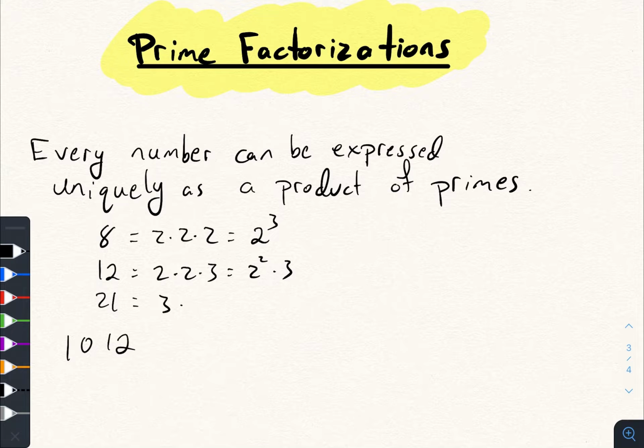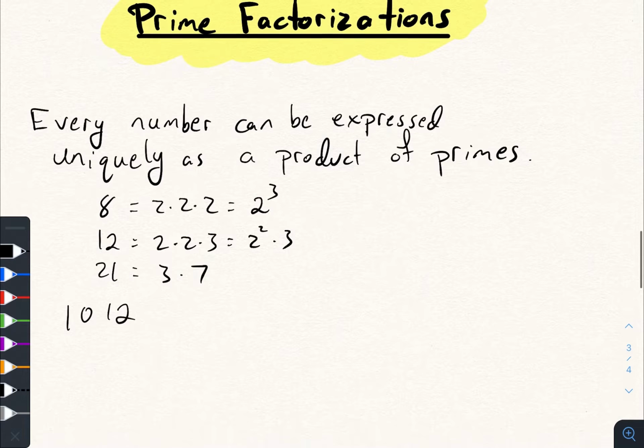And 21 can be written as 3 times 7, or 7 times 3. And we can only do this in one way. I can't write this as like 5 times 2 or something like that. There's no way to introduce new primes or anything like that. If I'm going to write 21 as a product of primes, it's going to involve the numbers 3 and 7 and no other prime numbers.